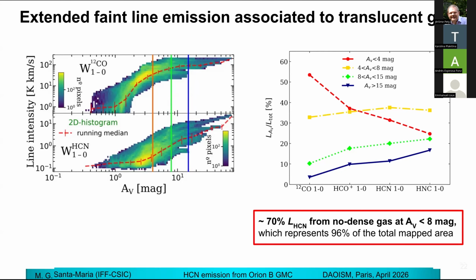And if we go to the luminosities compared to the total luminosity for each line, what we see, if we focus on HCN here, is that around 70% of the luminosity of the HCN is actually associated with the components below 8 magnitudes. So this is translucent and diffuse gas. And it represents 96% of the total mapped area in ORION-B.